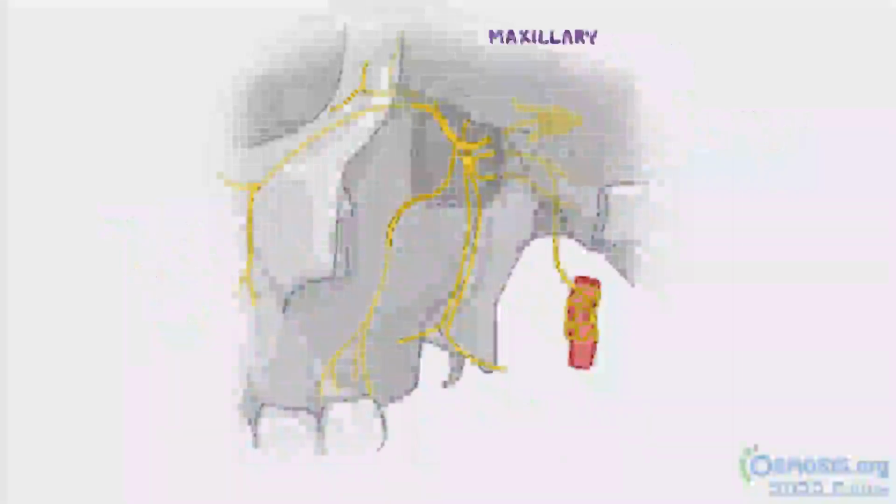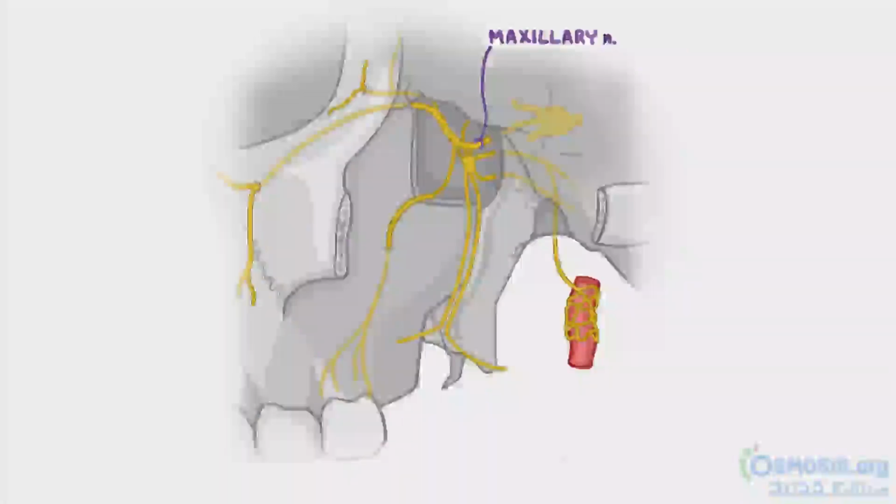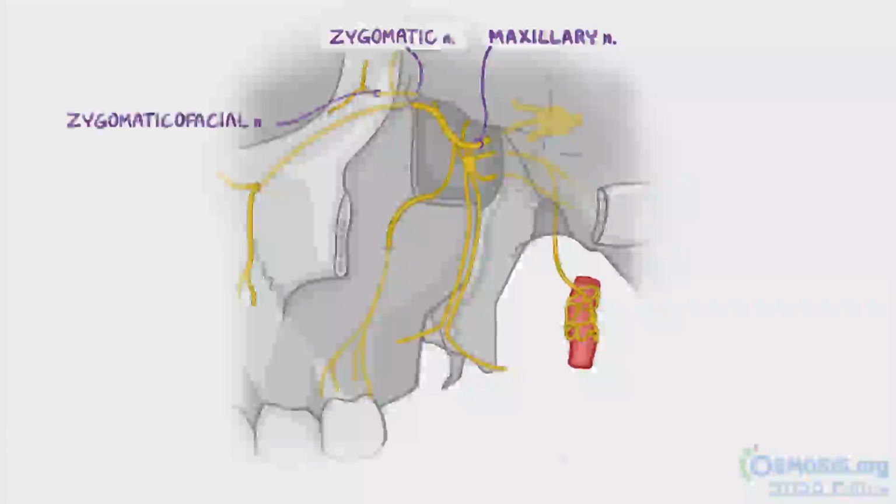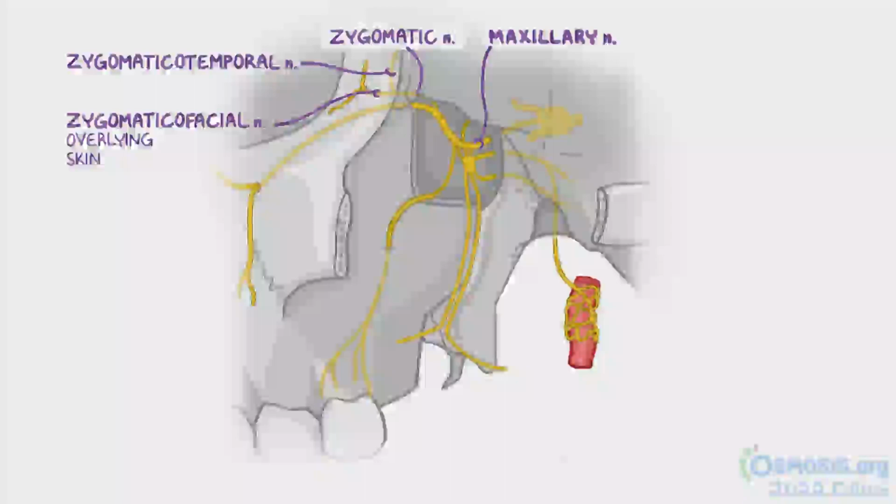Next up, there's the maxillary nerve. It originates in the middle cranial fossa and runs anteriorly through the foramen rotundum to enter the posterior wall of the pterygopalatine fossa. The maxillary nerve gives off 8 branches. The first one is the zygomatic nerve, which enters the orbit through the inferior orbital fissure and gives off the zygomaticofacial nerve and zygomaticotemporal nerve. The zygomaticofacial nerve leaves the orbit and emerges on the anterolateral aspect of the zygomatic bone, supplying the overlying skin. The zygomaticotemporal nerve leaves the orbit and enters the temporal fossa to supply the skin over the temple.